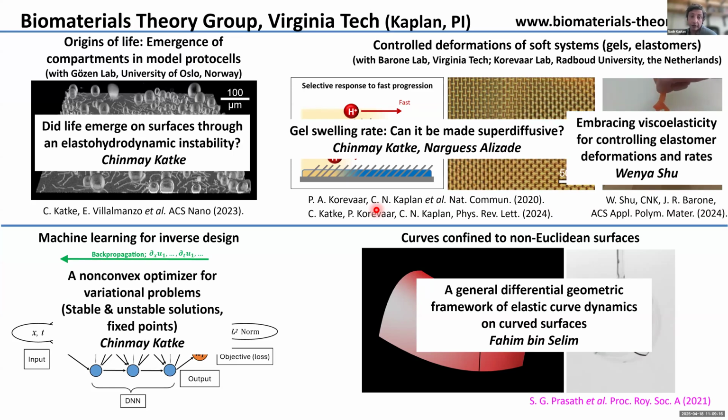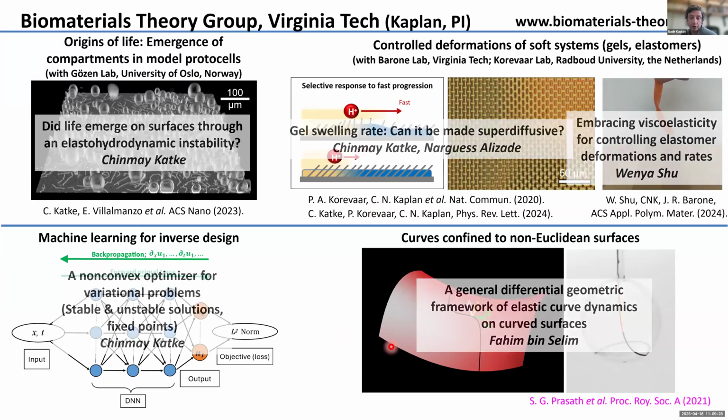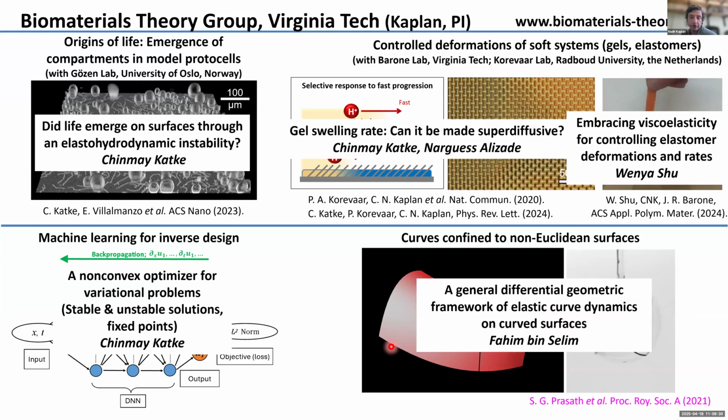And then we can also allow the shape to be determined by the dynamics or the energy of the system. And here the main question is, can we develop a general differential geometric framework for elastic curve dynamics on curved surfaces? For instance, it could be all kinds of filaments, including polymers that are absorbed by surfaces. It could be at the cellular scale.